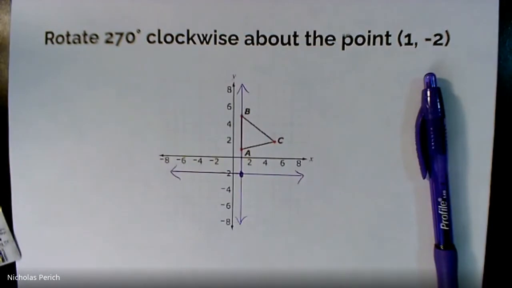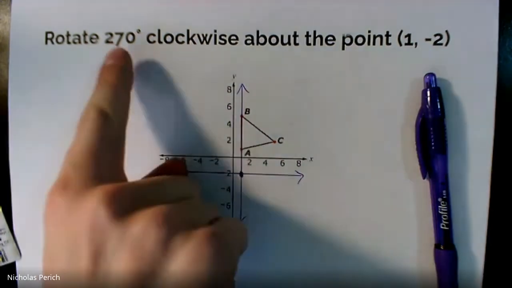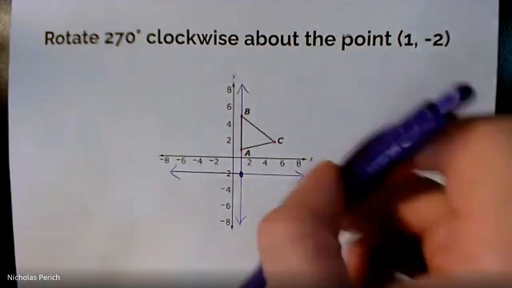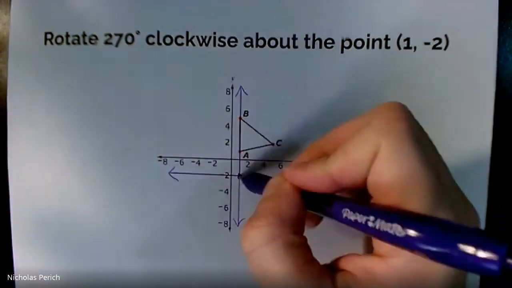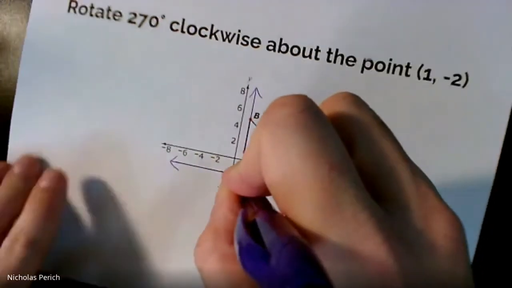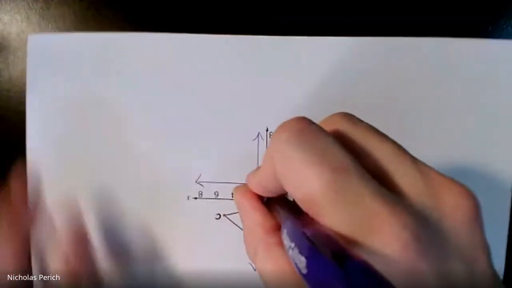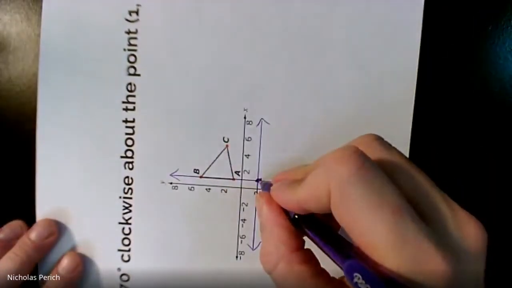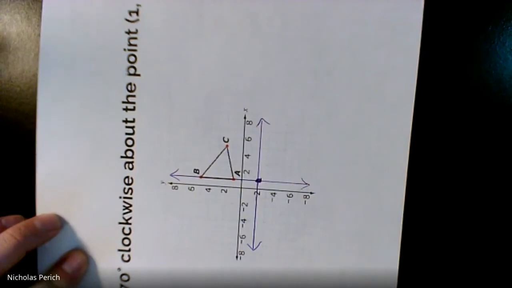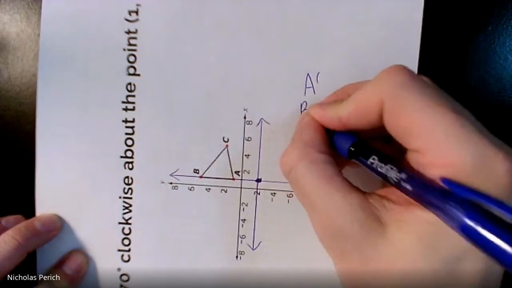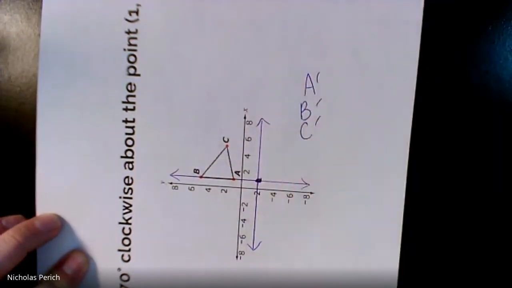So I put my dot there. I made my brand new coordinate plane based off of the dot. This one is telling me to rotate it 270 clockwise, which means I'm going to go in the way of a clock 3 turns. So let's count: 1, 2, 3. And now I'm going to write out my new points as they appear according to the new origin. So I have A prime, I have B prime, and I have C prime.